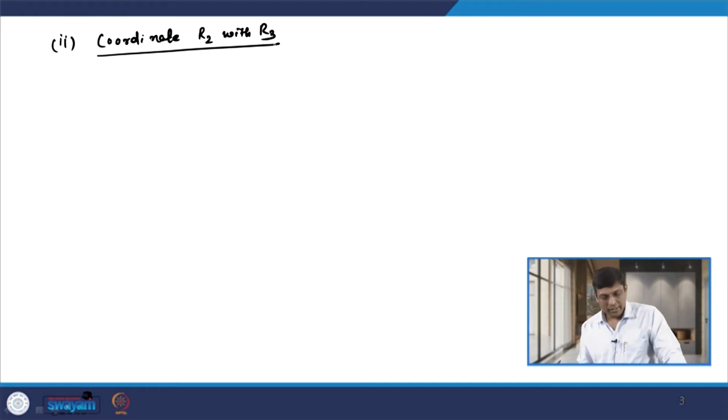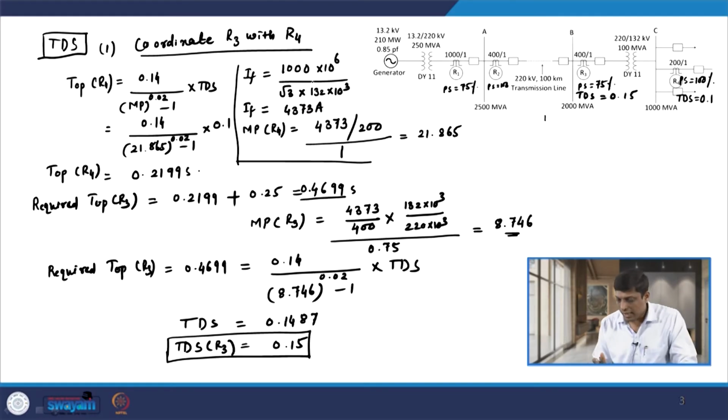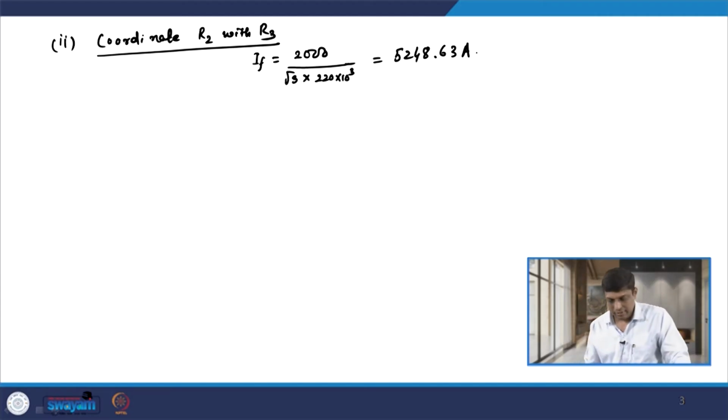To coordinate this, let us consider the 2000 MVA, that is the fault level at bus B. Let us calculate the fault current: 2000 MVA divided by root 3 and the voltage level. You can see that at bus B the voltage level is 220 kV, so 220 into 10 raised to 3. If we calculate it, it is 5248.63 ampere.